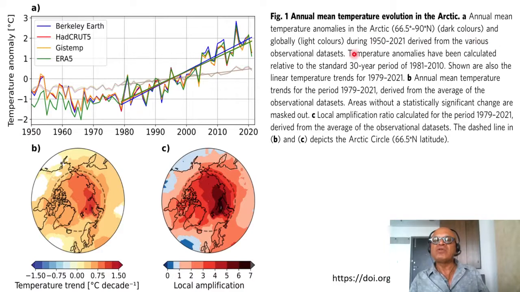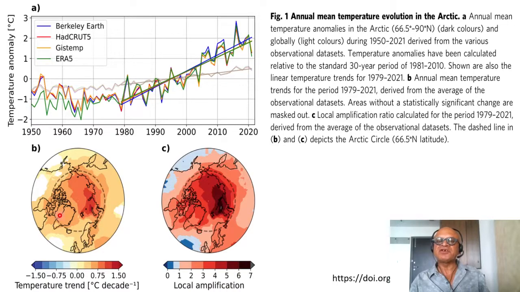So if you look at annual mean temperature anomalies in the Arctic, defined as this latitude band, in dark colors, and globally, in light colors, during 1950 to 2021, derived from various observational data sets. Temperature anomalies have been calculated relative to the standard 30-year period of 1981 to 2010. It doesn't matter, the baseline just shifts the relative sizes, but the message is still the same. Shown are also the linear temperature trends for 1979 to 2021. So you can see that these are the trends here. Annual mean temperature trends for the period 1979 to 2021 derived from the average of observational data sets. That's this one.